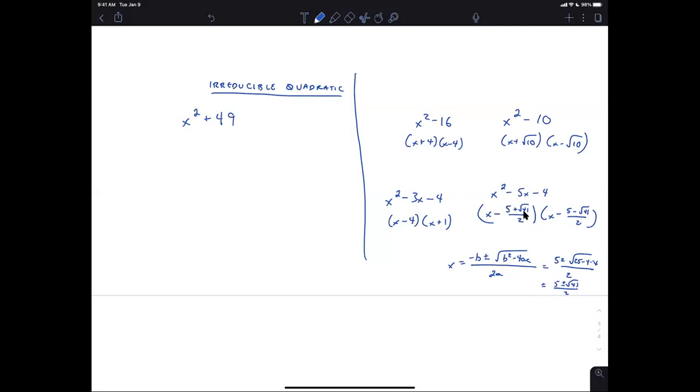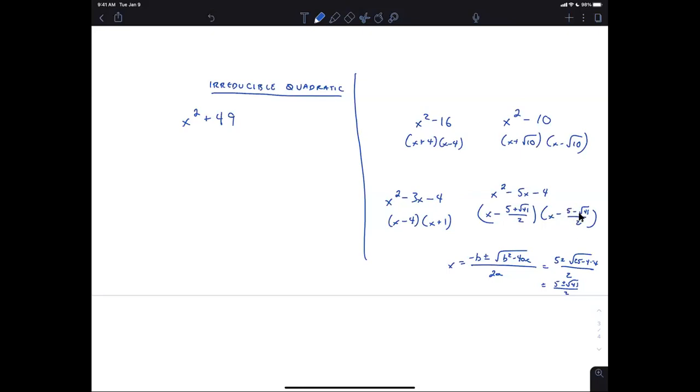How do you know it's minus, like x minus that? Yeah, good question. It's because of the zeros, the solutions to the equation. If you set this equal to 0, the zeros would be 4 and -1, and those correspond to factors of x minus 4 and x plus 1. So -1 corresponds to x plus 1, +4 corresponds to x minus 4. Same deal here. So 5 plus radical 41 over 2 corresponds to x minus that. Does that make sense? All right.